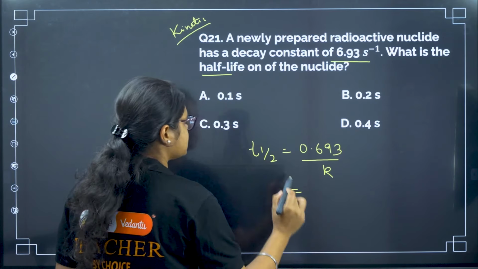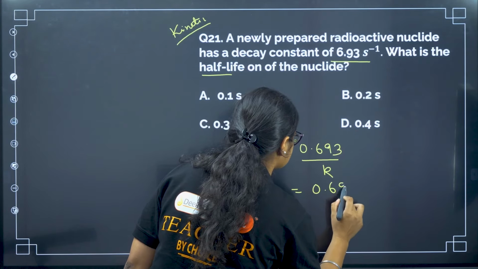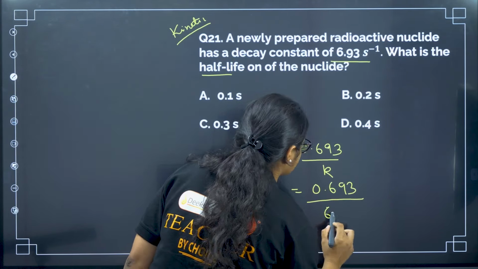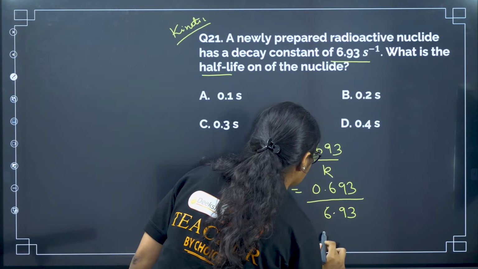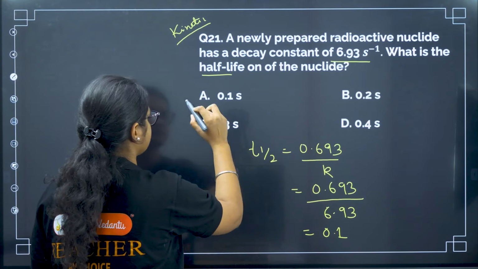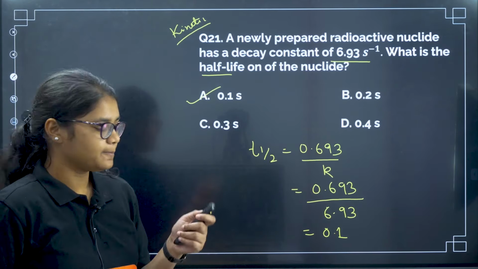So K value is 6.93 here. So 0.693 by 6.93. Okay. So the value will be 0.1. Correct answer for this question is option number A.